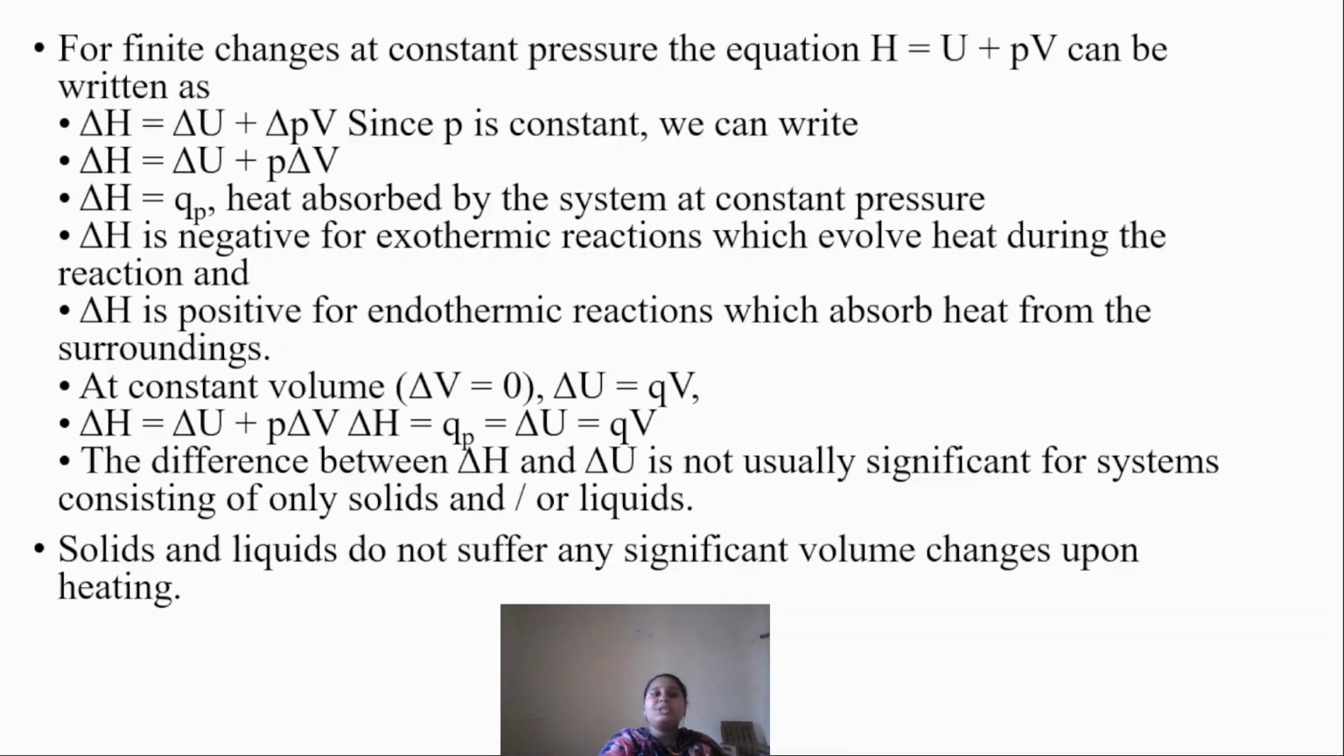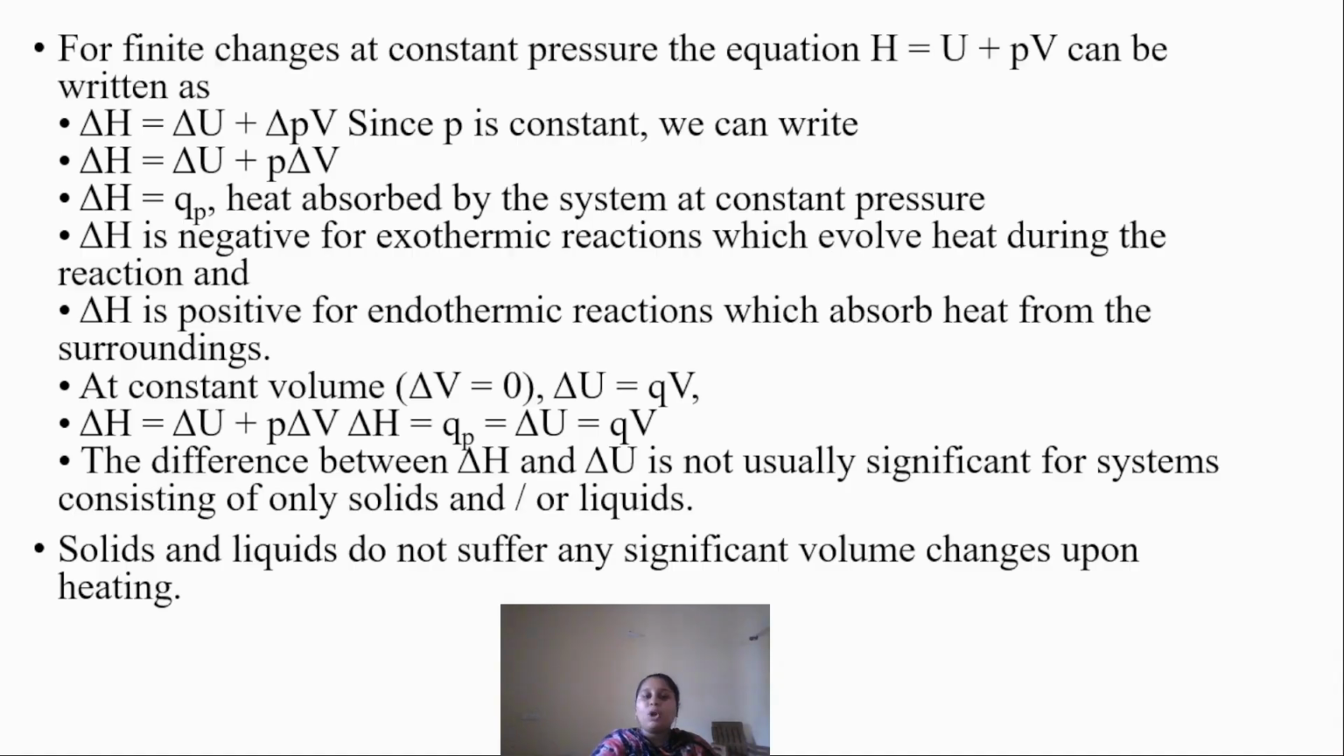So for finite changes at constant pressure, the equation H is equal to U plus PV is written as delta H is equal to delta U plus delta PV. As P is constant, we can write delta H is equal to delta U plus P delta V. So delta H is QP, which is the heat absorbed by the system at constant pressure. Delta H is negative for exothermic reactions, which evolve heat during the reaction, and delta H is positive for endothermic reactions, which absorb heat from the surroundings.